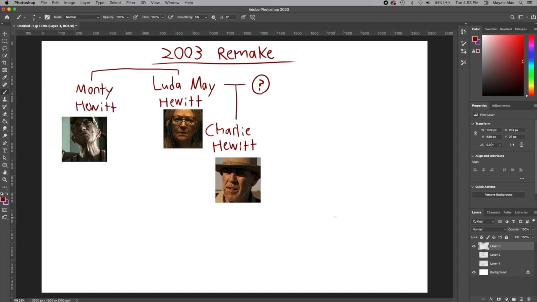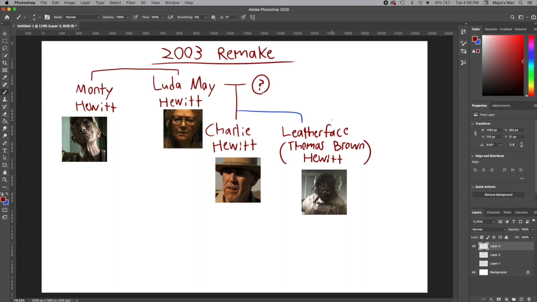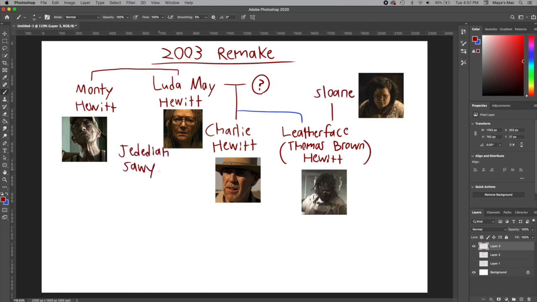And then in this movie, Leatherface is actually adopted, and I have no idea how to put an adopted child onto a family tree, so I'm just going to draw a different colored line. And his name is Thomas Brown Hewitt, which is an interesting choice. And his actual birth mother's name, who died during childbirth, was Salone. And then we also have another character, a little boy named Jedediah Sawyer.